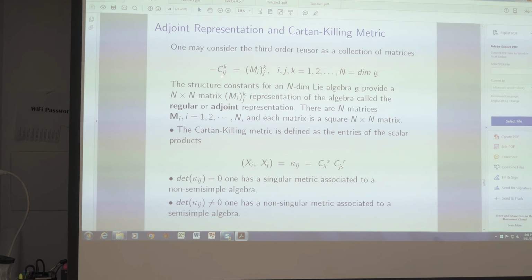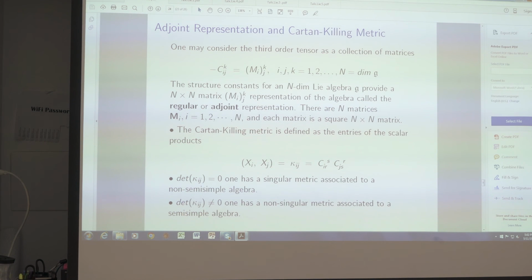Let's remember that earlier, in lecture number 2, I talked about the adjoint representation, labeling the matrices. You choose the first index, I, associated with your matrix label, and your second and third indices are related to the rows and entries of your matrix. You have as many matrices as the dimension of your Lie algebra, and of course each matrix is n by n. This is called the adjoint representation or the regular representation.